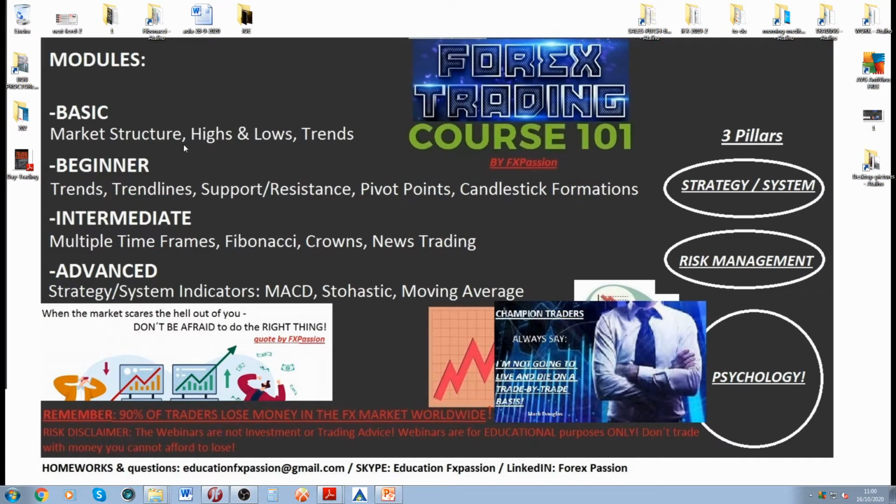We are in the basic module, learning about market structure, highs and lows, and trends. And what we are trying to do here, everybody, is build the three pillars. Pillar number one is the strategy and/or system. Pillar number two is risk management, and pillar number three is the psychology part.